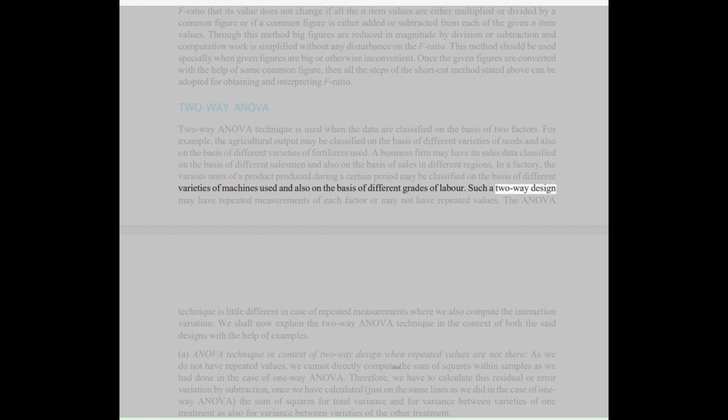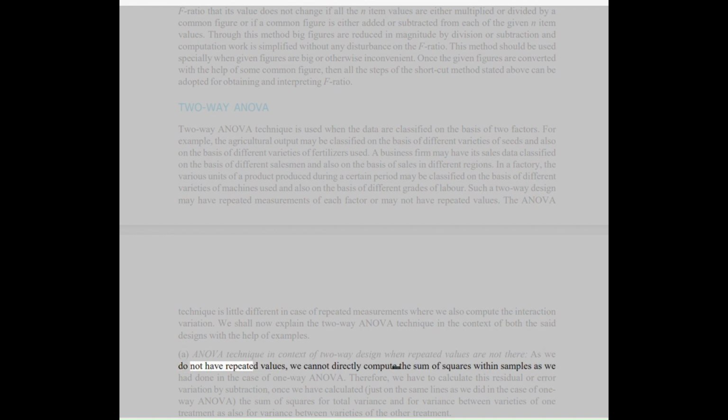Such a two-way design may have repeated measurements of each factor or may not have repeated values. The ANOVA technique is a little different in case of repeated measurements, where we also compute the interaction variation. We shall now explain the two-way ANOVA technique in the context of both the said designs with the help of examples. A. ANOVA technique in the context of two-way design when repeated values are not there.